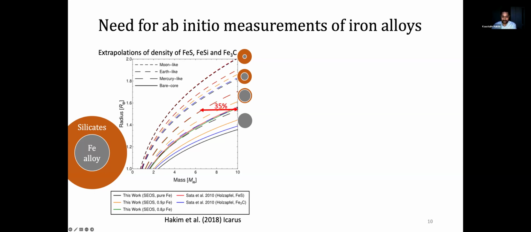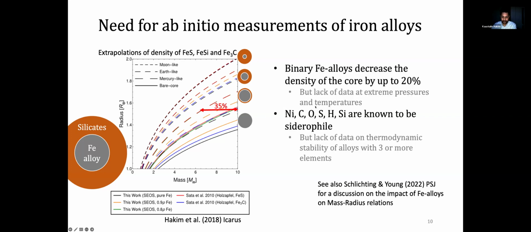So of course, this is also something which needs to be accounted for in interior structure models, that the presence of light elements in the iron core. So binary Fe alloys decrease the density of the core up to 20%. But like I said, there is lack of data at extreme pressures and temperatures. So all of this is extrapolation.